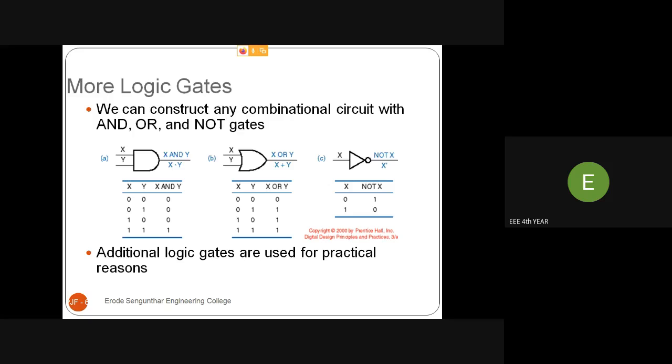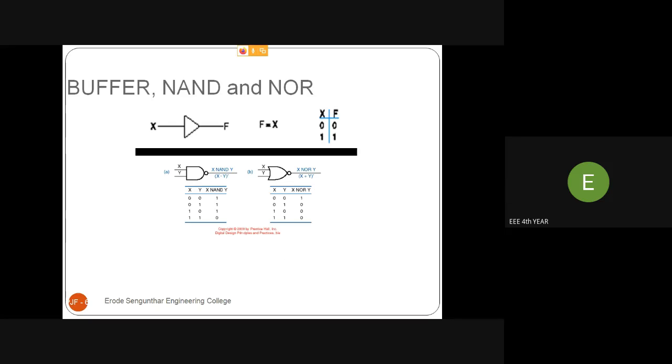Additional logic gates are used for practical reasons. Next, NAND gate, NOR gate and buffer gate. A buffer is just a memory for storing a value. Here X is the input and F is the output, so F is equal to X. If X is 0, F is also 0. If X is equal to 1, F is also 1. The buffer is a secondary memory element, just storing the value.